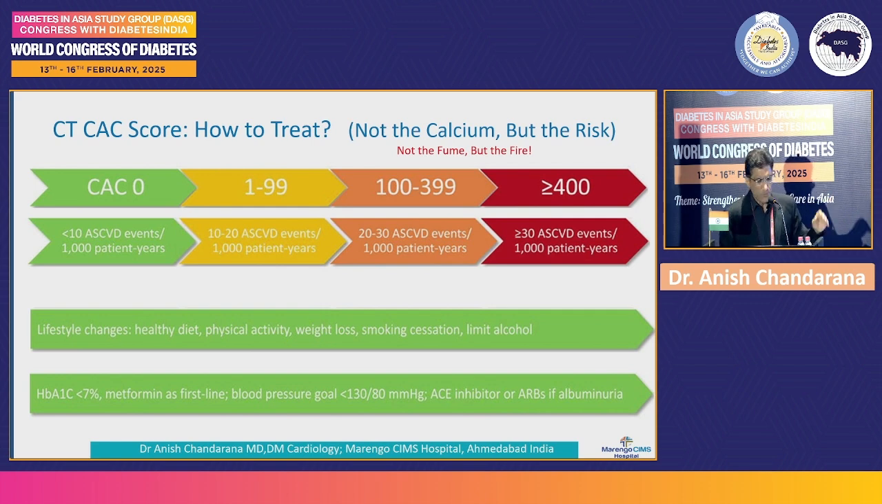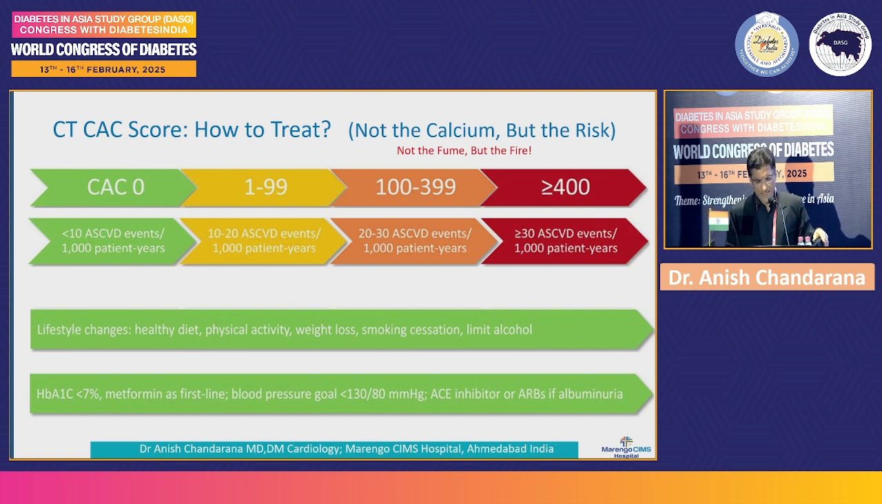So just 1 minute more I will take with the consent of chairpersons. So when calcium score is 0, your future risk of cardiovascular event is less than 1% every year. If it is 1 to 100, it is 2% roughly. 1 to 300, it's 3% and more. So as the calcium score increases, your future risk increases.